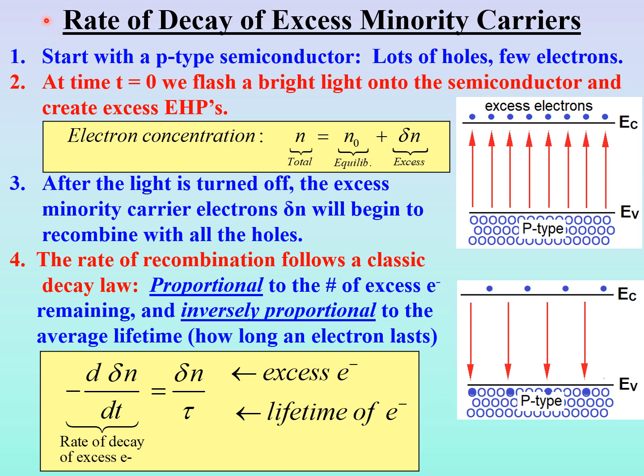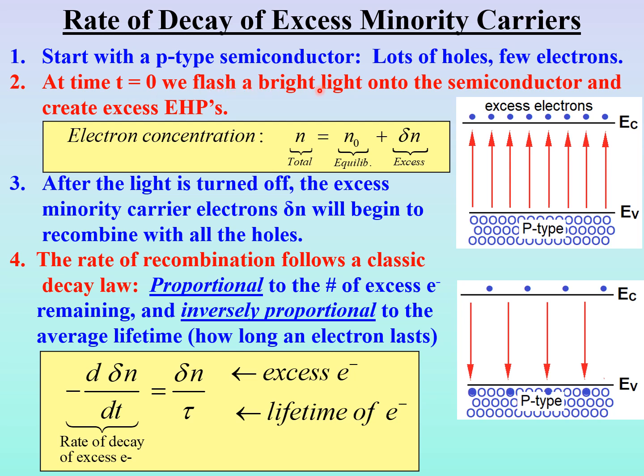So let's do a little exercise and think about the rate of decay of excess minority carriers. Let's say we have a p-type semiconductor. Since it's p-type, we have lots of holes. In this diagram, holes are designated by these empty circles. Basically an electron has left those areas, and we have holes there. Initially there are very few electrons up here because it's doped p-type. But let's say at time t equals 0, we flash a bright light onto the semiconductor.